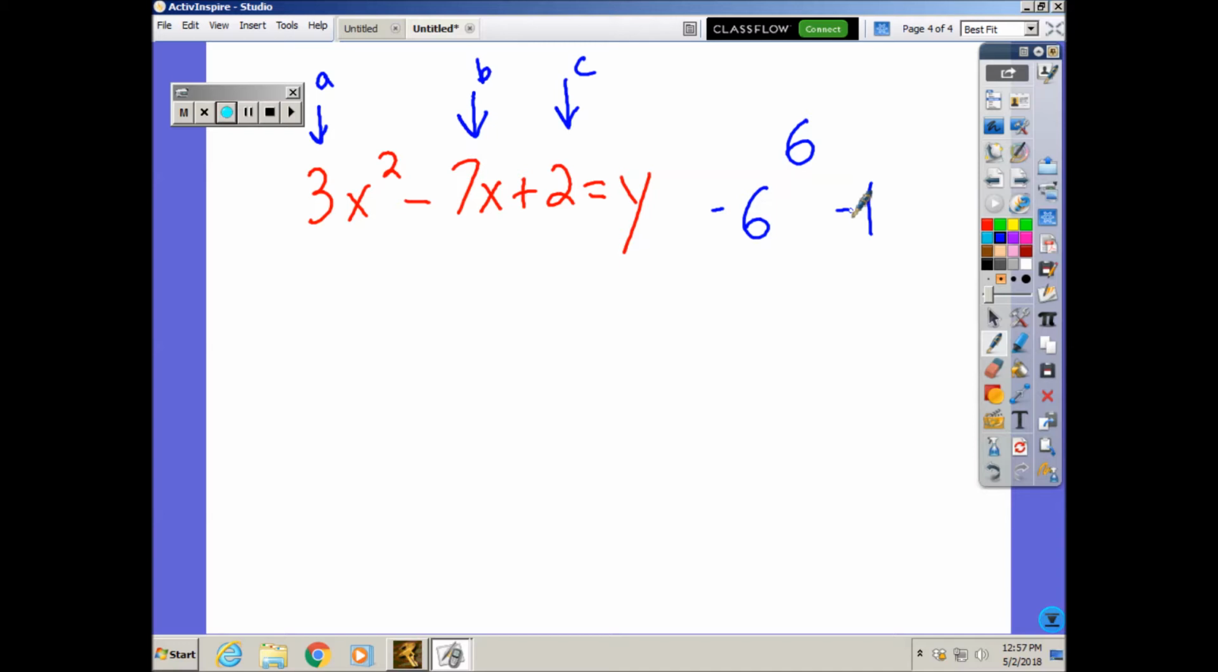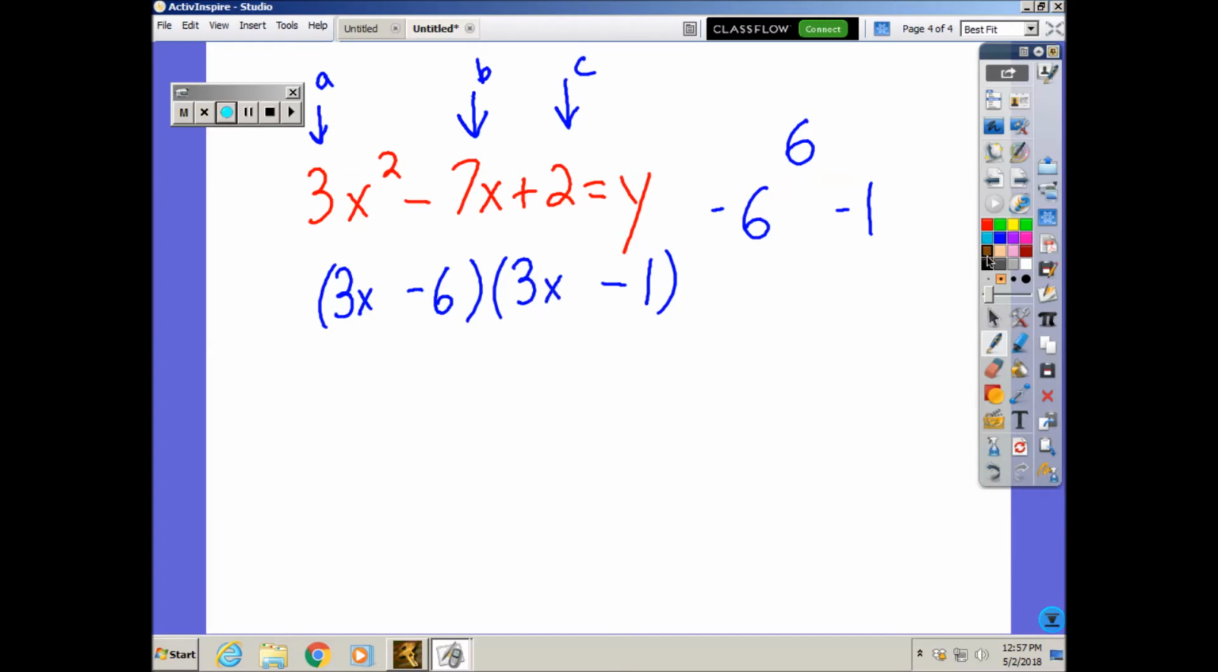Okay? So that means when I set up my two sets of parentheses, I'm going to be using negative 6 and negative 1. Even though negative 6 and negative 1 aren't going to multiply to give me 2, this is only temporary. And for the first term in each set of parentheses, I have to use the original A coefficient. Now I can see mathematically this doesn't work. 3x times 3x is 9x squared, not 3x squared. This doesn't work.